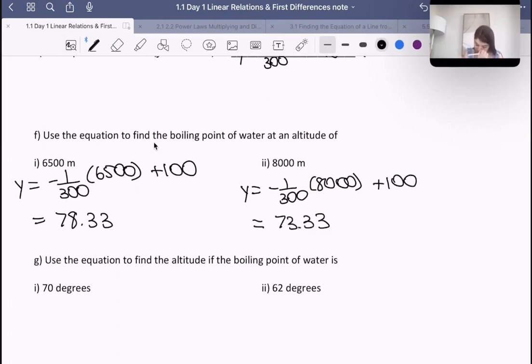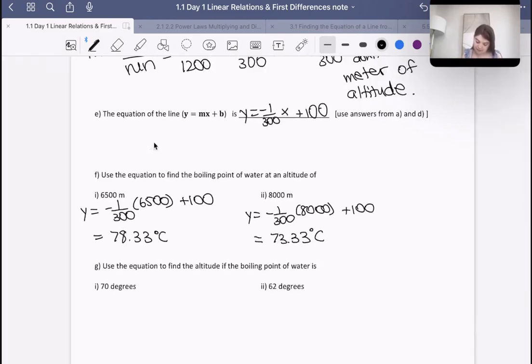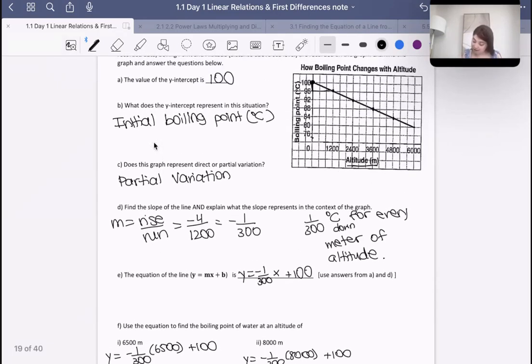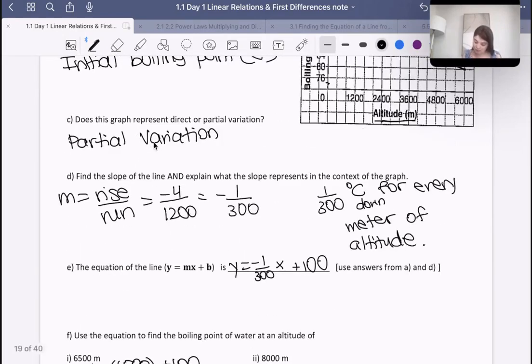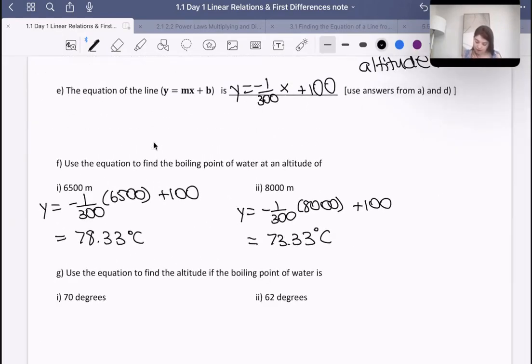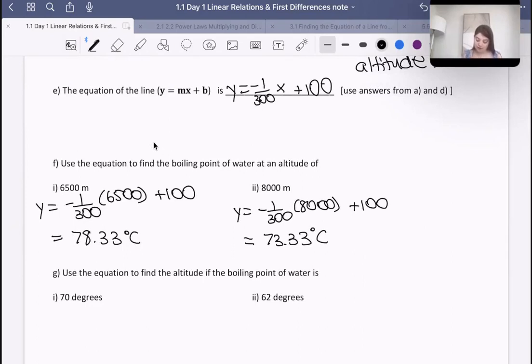73.33. And it might seem like, oh, that's a big difference in distance. That doesn't seem like that big a difference in our altitudes, or in our boiling points, rather. But given how not very steep the slope is, this actually makes good sense. Even though it's 1,500 more, it's only going to have a very minimal change here. And so this is good. This is not incorrect, I don't think, even though it does seem like that's not that big of a shift. That's okay that it isn't.